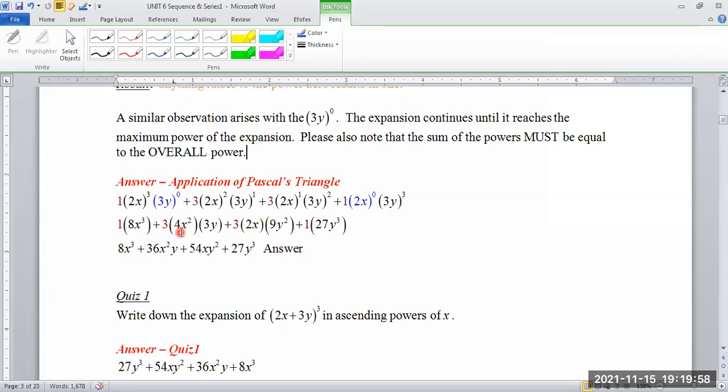And then 3 times 4 is 12, and 12 times 3 is 36, and x squared y, see it right here. And 3 times 2 is 6, and 6 times 9 is 54, see it right here. And x times y squared is xy squared. And 1 times 27 is 27. And the y cubed is here. Bam, answer.